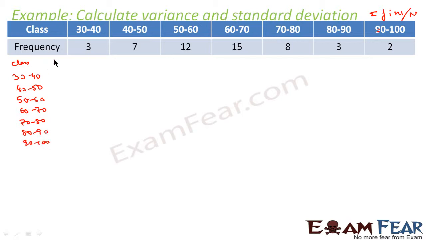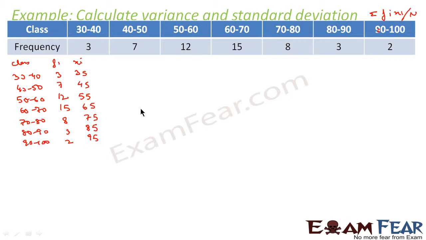The frequencies given are 3, 7, 12, 15, 8, 3, 2. Now we have the frequency and the class, but we don't have xi. To find xi, we take the mean of the lower limit and upper limit of the class. 30 plus 40 by 2 is 35. Similarly, 40 plus 50 by 2 is 45, 50 plus 60 by 2 is 55, 60 plus 70 by 2 is 65, 70 plus 80 by 2 is 75, 80 plus 90 by 2 is 85, and 90 plus 100 by 2 is 95.